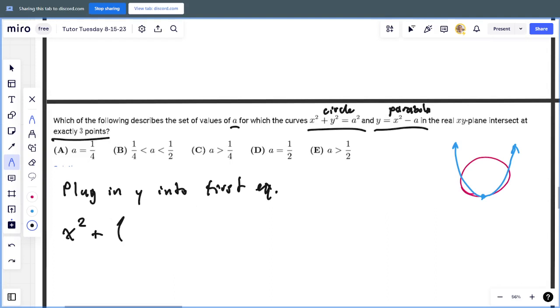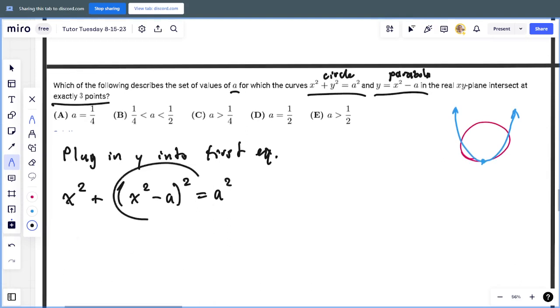Sorry, I think my mic cut out. I was saying we can plug in this definition of y equal to x squared minus a into that first equation. So it would be x squared minus a, the whole thing squared, equals a squared.